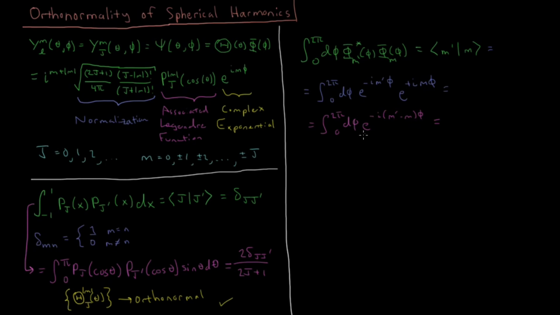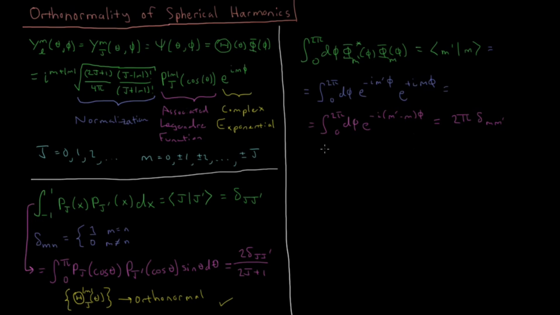And this is going to equal, if m prime equals m, then this is e to the 0, which is 1. Integrating from 0 to 2 pi gives us just 2 pi. If m is not equal to m prime, then we get a function which oscillates and has equal parts above and below 0, going from 0 to 2 pi, and you can convince yourself that the full integral would be 0 if they're not equal. So this would give us 2 pi times delta m m prime. So the integral is 2 pi if they're equal, and it is 0 if they are not equal.